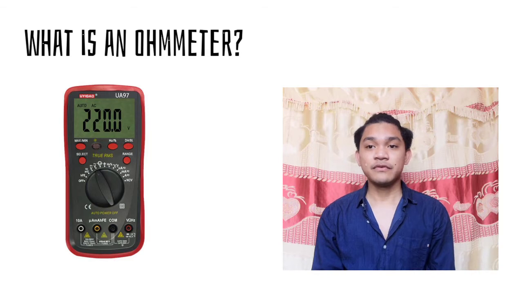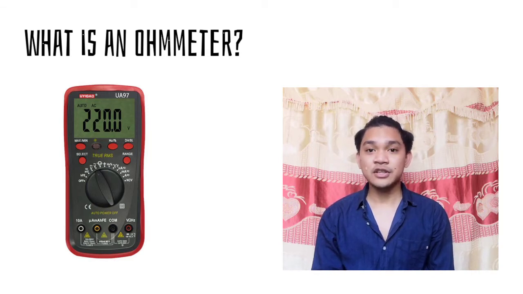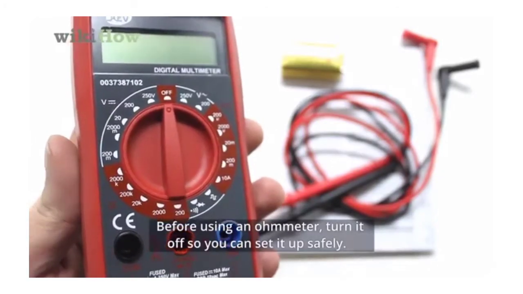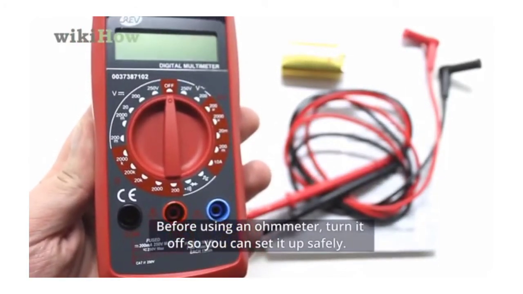An ohm meter can be defined as one kind of electronic device mainly used for calculating electrical resistance, and the unit for resistance is ohm. The world's first high resistance ohm meter was developed by Evershed and Vignoles in 1889. Before using an ohm meter, turn it off so you can set it up safely.